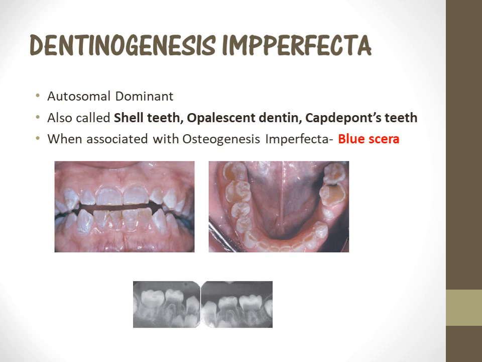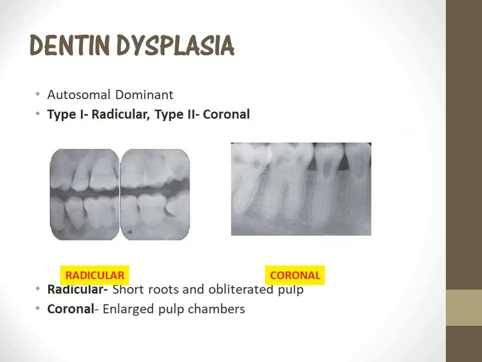So when dentinogenesis imperfecta is associated with osteogenesis imperfecta, they have blue sclera. Okay, when it is associated with osteogenesis imperfecta, this is another important MCQ. Okay, so you get to see this transparent type of dentin here, and in radiographs the dentin is completely obliterated. Okay, you don't get to see any calcified structures due to the defect in dentin.